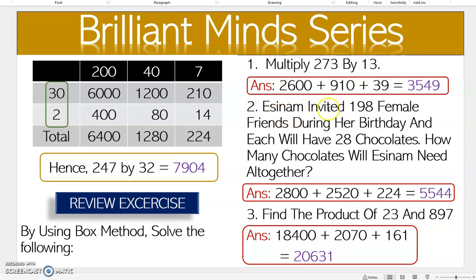And then question 2. Islam invited 198 female friends during her birthday, and each will have 28 chocolates. How many chocolates would Islam need altogether? When you solve, you get something like this. And then finally, find the product of 23 and 897. And this is the answer you will also get.